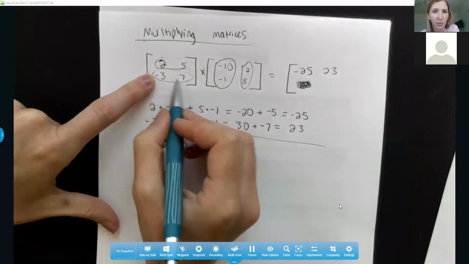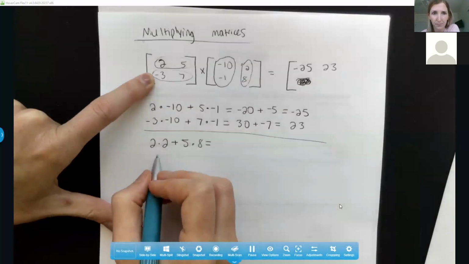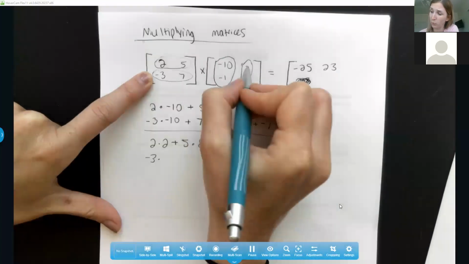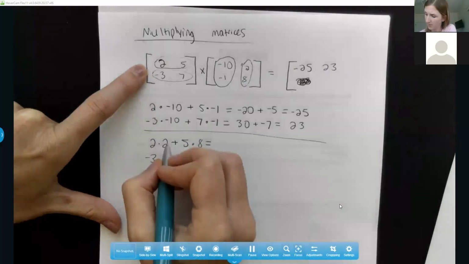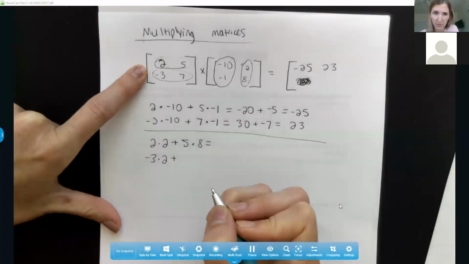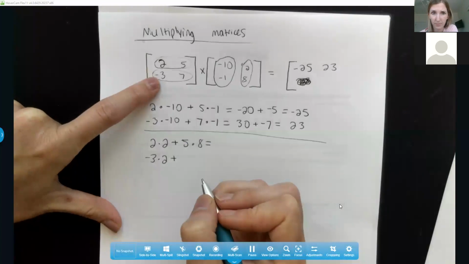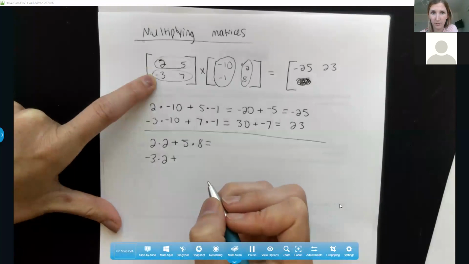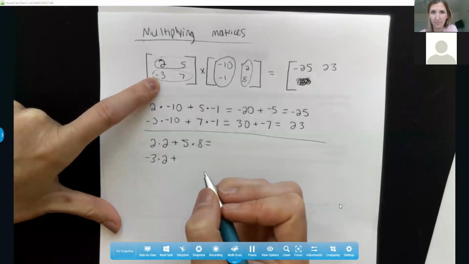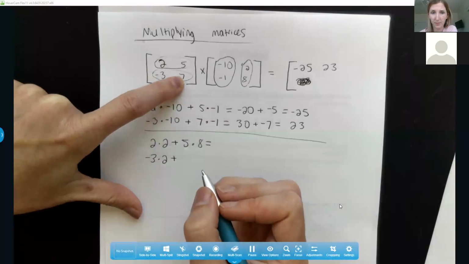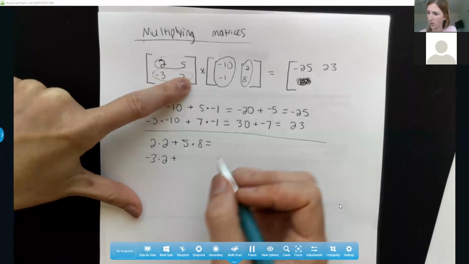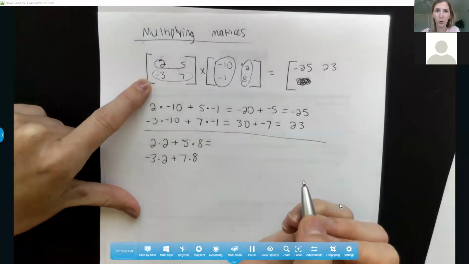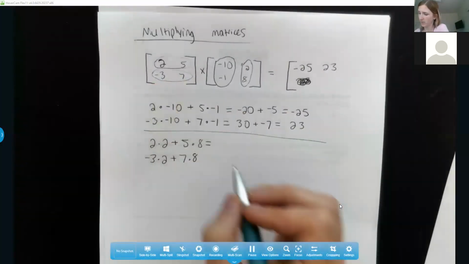All right, tell me what you think the second row will be. -3 times 2 plus 7 times 8. Yep. So we're looking at this row and this column. So -3 times 2 plus 7 times 8. We can do one more together too, just to make sure that we got it.